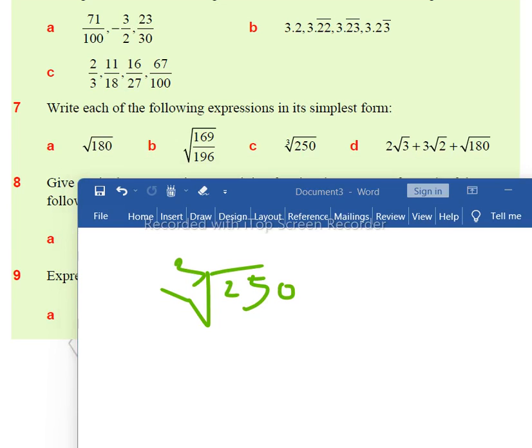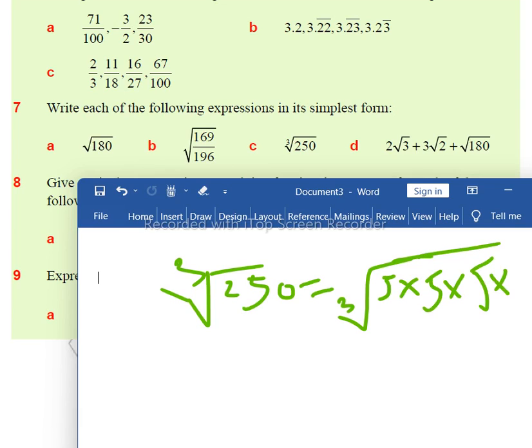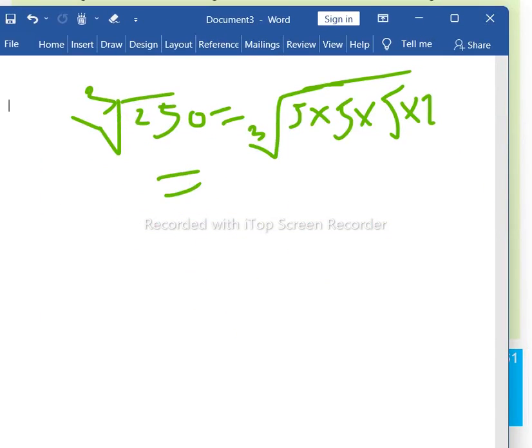So we can write this in the form of cube root of 3 times cube root of 250, which is the same as 5 times 5 times 5 times 2. So we can write this question again like this: cube root of 5 to the power of 3 times cube root of 3. We can write like this.